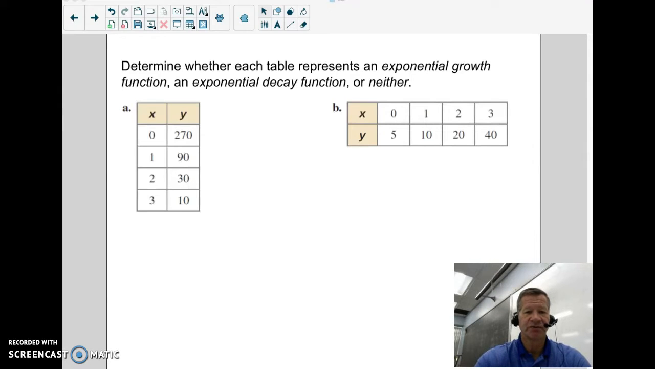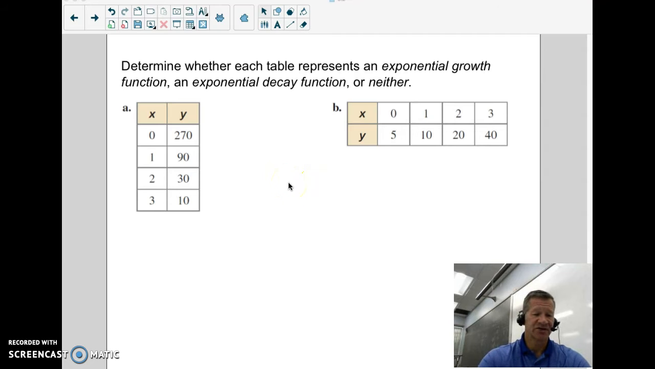In section 6.2 example 2, we are going to use data from a table to try to determine whether or not that data represents an exponential growth, decay, or neither of those two functions. Okay. Now, this is a little bit different than what we did back in section 6.1. Section 6.1, we had to tell also if it was an exponential function, but they didn't specify growth or decay.